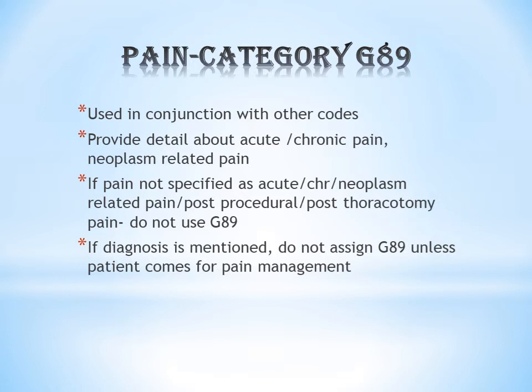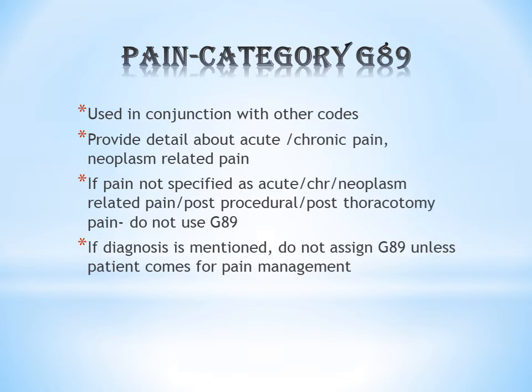This G89, I already said, is used to give detail about the type of pain, whether acute pain or chronic pain. But if we have a diagnosis, then we cannot use G89 unless the patient comes for pain management. That is, if the reason for the visit is treatment of pain or control of pain or management of pain, then you can give G89 even though there is a diagnosis. Otherwise, if there is a diagnosis, we cannot give G89 code.